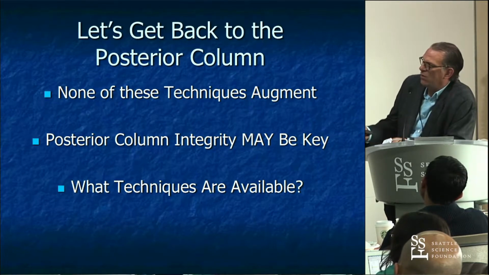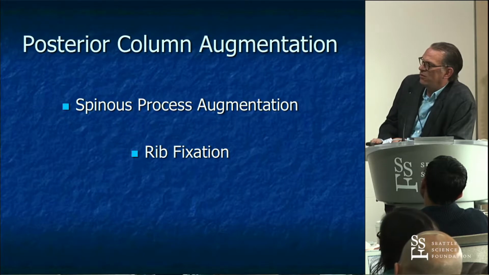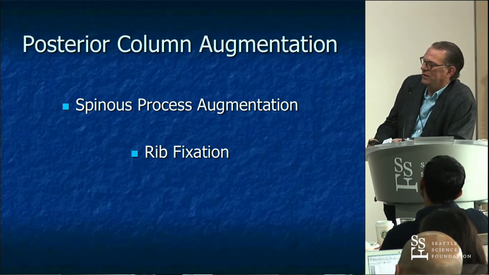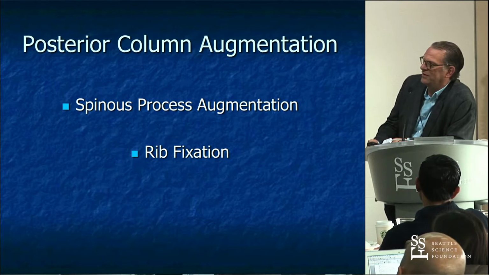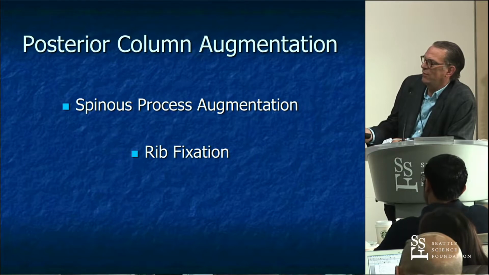So let's think about what techniques are available to reduce posterior column failure. There really are only two that I'm aware of. One is spinous process augmentation, which I now use routinely in every extended fusion, particularly in patients over 50, let's say. And rib fixation, which was a technique I developed about 3 or 3.5 years ago, and have used in a number of cases as well. I'll review my experience with that.